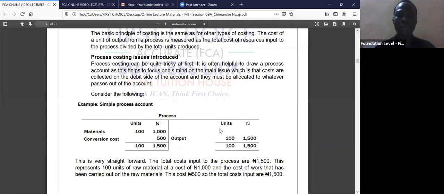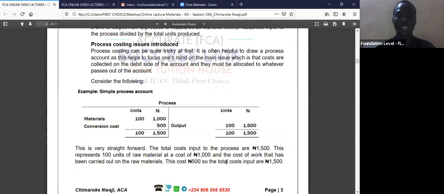We saw an example whereby 100 units of the raw material gave us 100 units of the output. There was no problem as to that. That means the total cost incurred in the production, which you see in the left-hand side, which is 1,005, is being charged to the output 1,005.